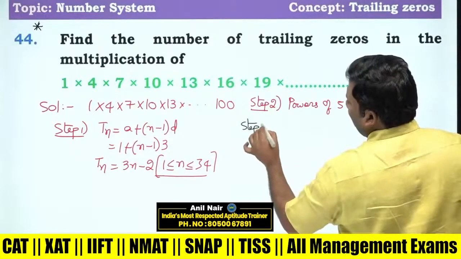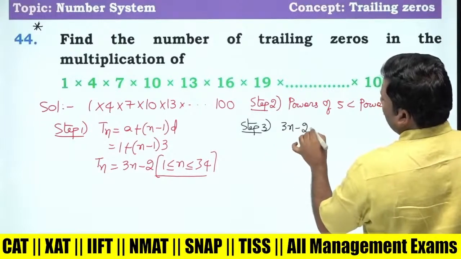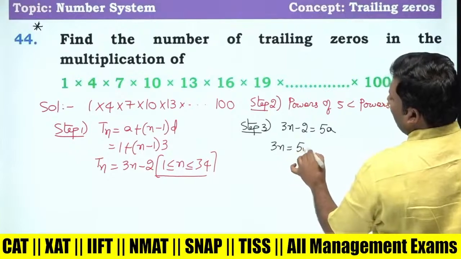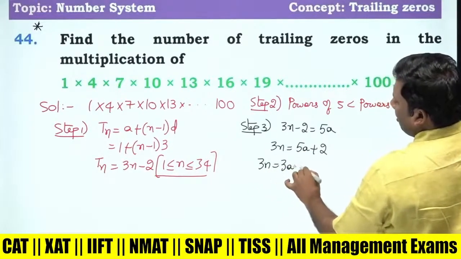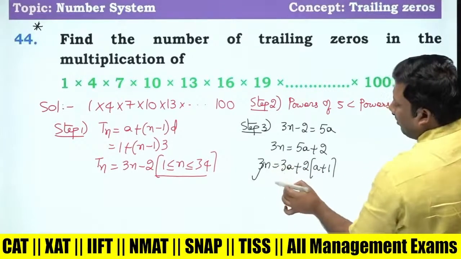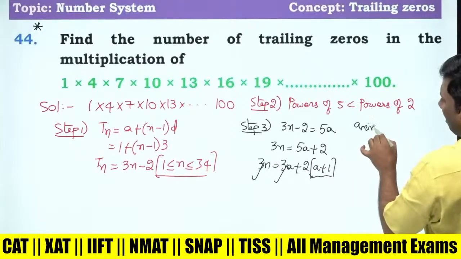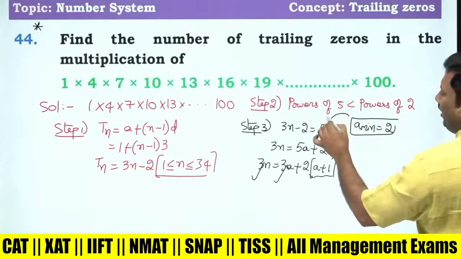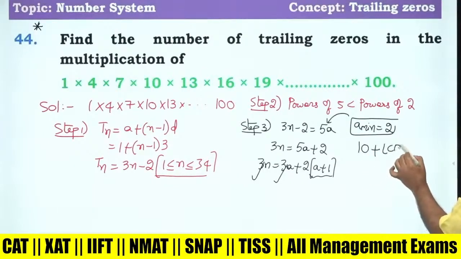Step number 3. First it is a 5 power. So 3n minus 2 is equivalent to 5a. 3n equivalent to 5a plus 2. 3n equivalent to 3a plus 2 into a plus 1. 2 into a plus 1 should be divisible by 3. That means the minimum value of a should be 2. 2 plus 1, it is 3. If a minimum is 2, 5 2s are 10. So the series will have 10 as the lowest such number.